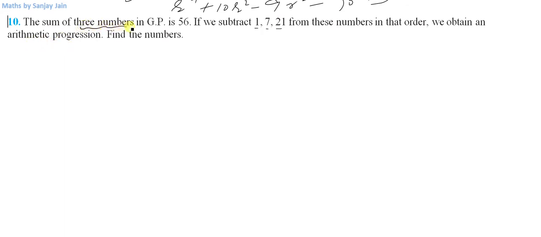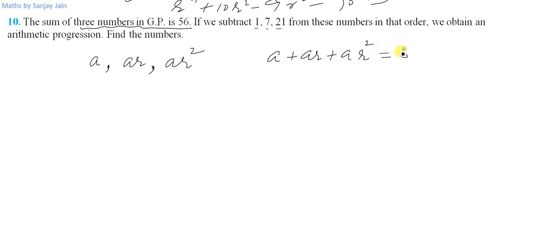So let the three numbers in GP be A, AR and AR squared, where A is the first term, R is the common ratio. Now the sum of these numbers is given as 56. So let me write it here: A plus AR plus AR squared is equal to 56.